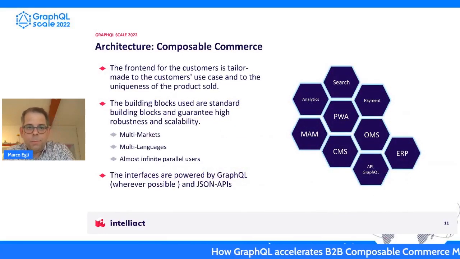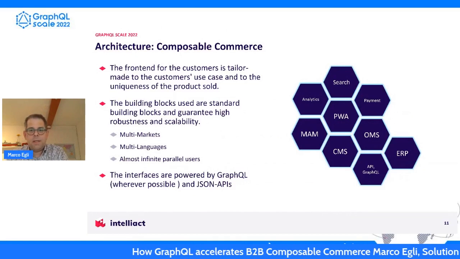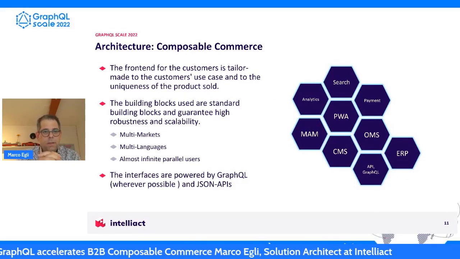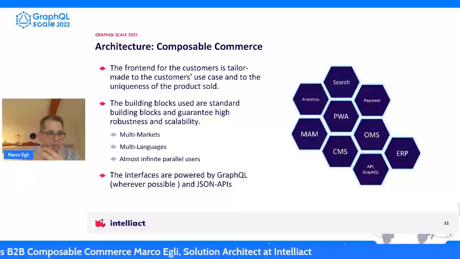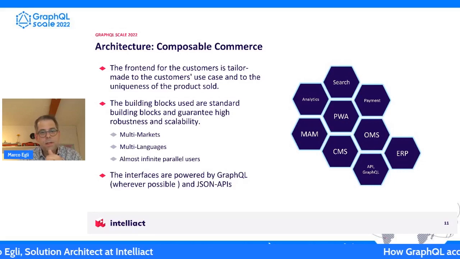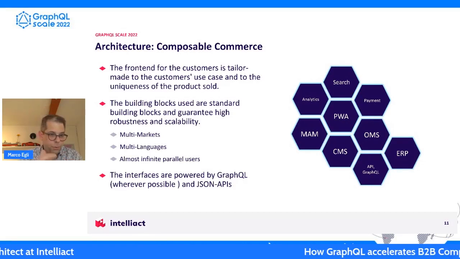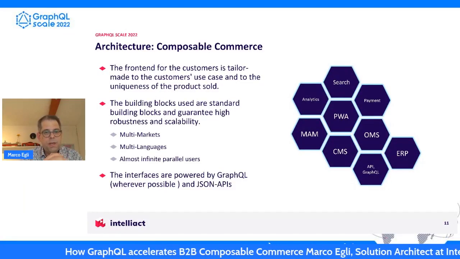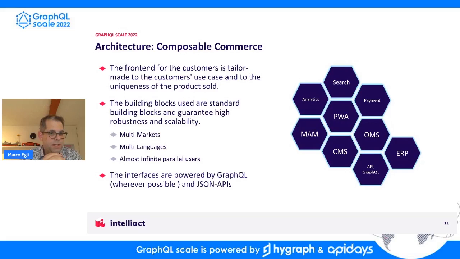That's where the composable commerce came in. So we developed a progressive web application as the front end. The front end is tailor-made to the customer's use case and the uniqueness of the product model. We used standard building blocks to guarantee high robustness and scalability.